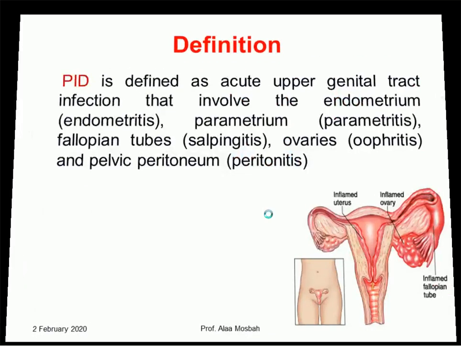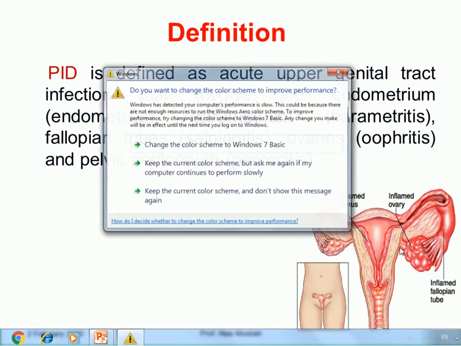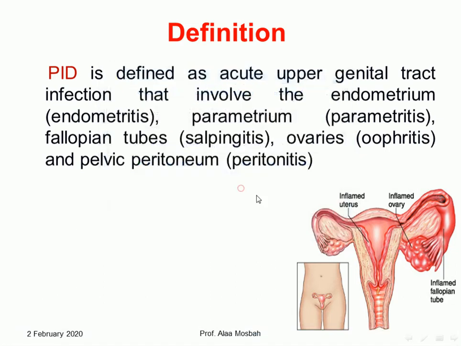Let us start with the definition. PID is defined as acute upper genital tract infections that involve the endometrium causing endometritis, as in the picture, the parametrium causing parametritis, the parametrium here in the broad ligament, the fallopian tubes causing salpingitis, this is the fallopian tube, the ovaries causing oophoritis, these are the ovaries, and the pelvic peritoneum causing peritonitis.